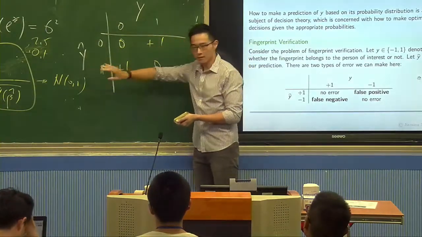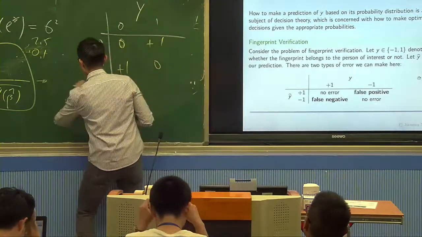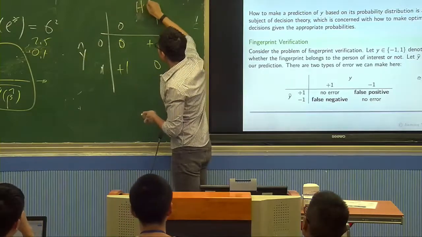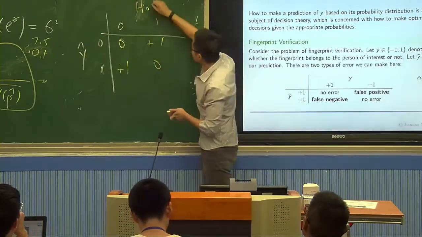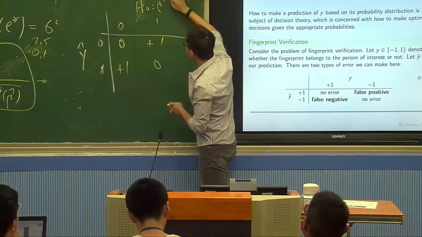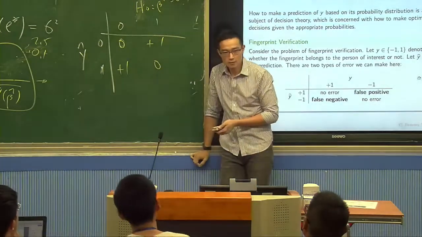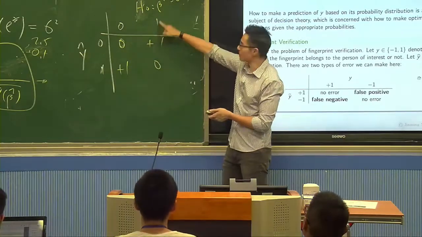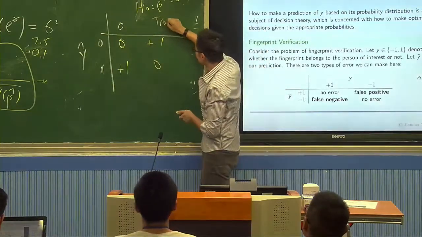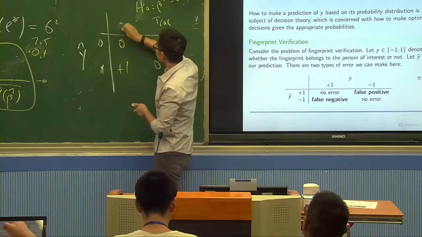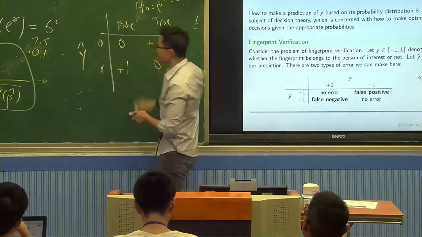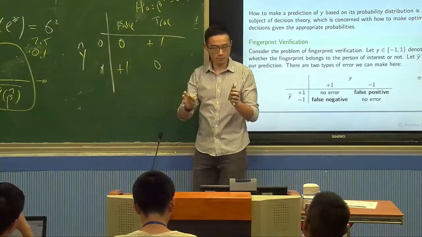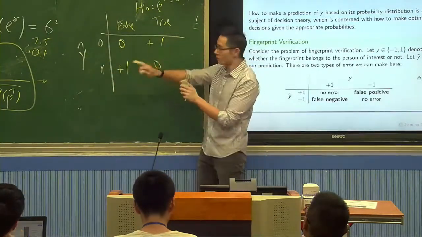This y hat is your prediction, but now let's replace this y with H0, beta star equal to 0. In which case, when this equals 1, it means that this is true. This means it is false. Can I do that? And what is this y hat? Y hat is your decision, your prediction about whether this is true or not.